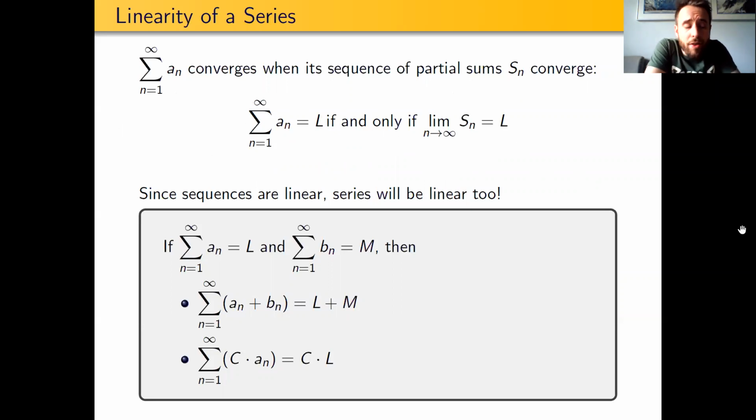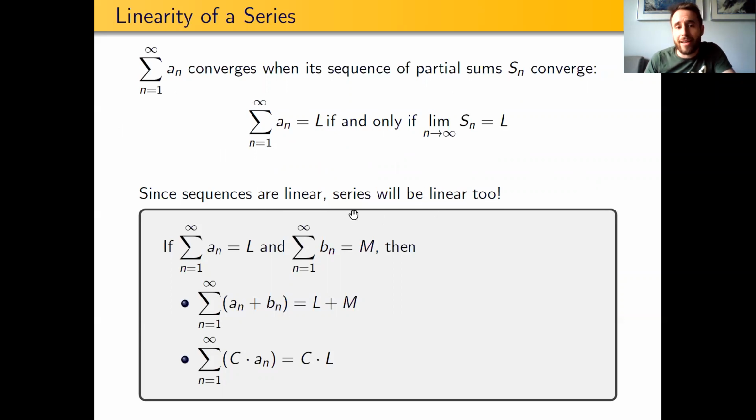One thing that we also discussed before the break was that sequences are linear, or they have this linear structure to them, in the sense that you can add two sequences together to get a new sequence, and the new limit would just be the two original limits added together. Similarly, with multiplication of a sequence by a constant number or scalar number. And so what we'll see is that since sequences are linear, series are also linear.